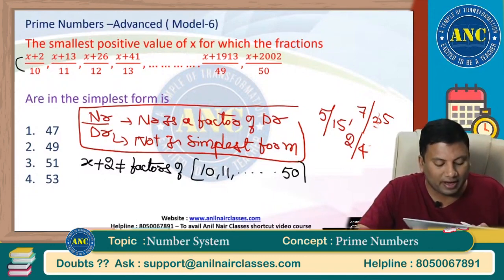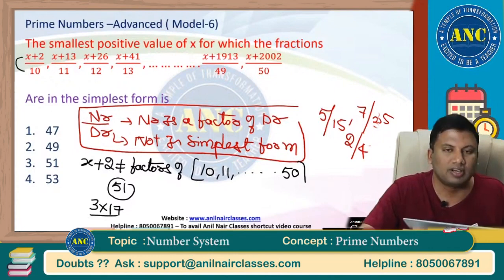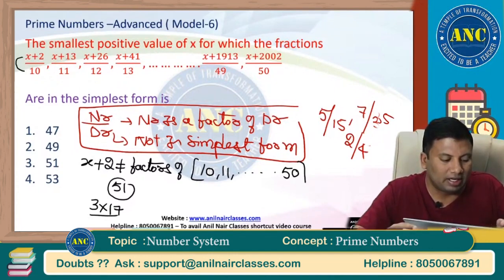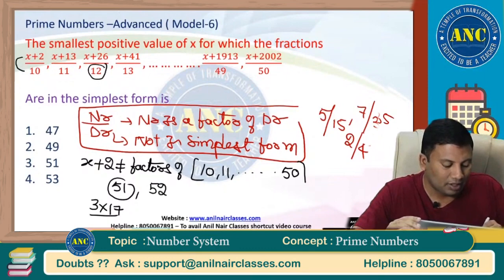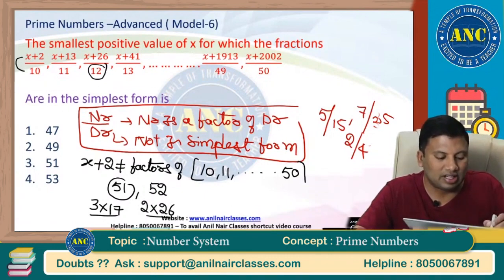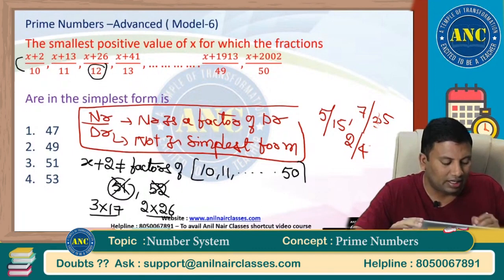If it is equivalent to a factor of 10, 11, 12 and so on, then the fraction is not in its simplest form. After 50, 51. 51 is nothing but 3 into 17. As you proceed, x plus 10, x plus 11, x plus 12, x plus 13. In 12 there is a factor 3. In 17 there is a factor 3. 52 is 2 into 26. 26 will come as you proceed from 2 and 49. 2 also will come, which is a factor of the denominator. So it cannot be 51, it cannot be 52.